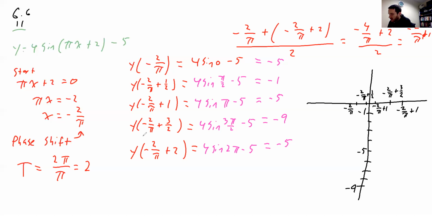All right, so let's throw our graph on there. At negative 2 over pi, our first point was negative 5. Then we went up to negative 1. Back down to negative 5. All the way down to negative 9. And then back to where we started of negative 5. And then you put your sine curve in between it. Something like that. A little more rounded.